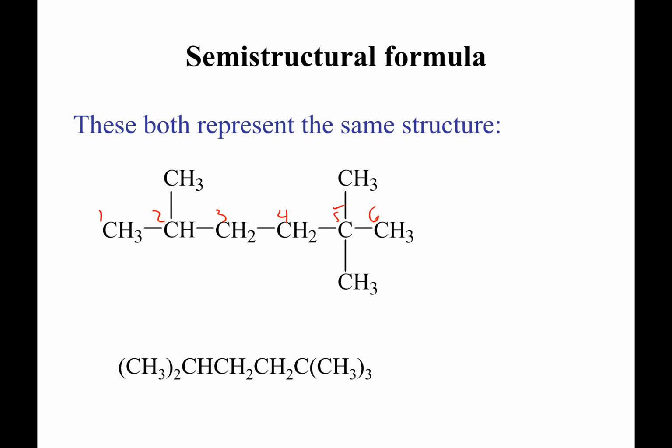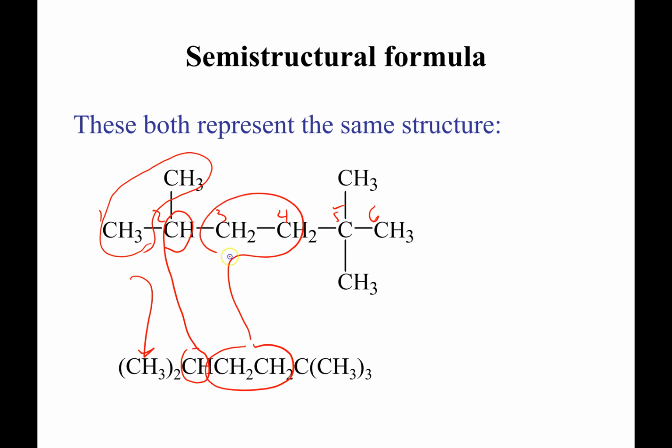So these actually are semi-structural formulas that give the same information. Let's see if we can find it. This CH goes with this CH, and it's saying that there are 2 CH3s, or 2 methyl groups branching off. These 2 CH2s, this carbon is there, and it's showing that we have 3 methyl groups branching off. So they're the same thing.